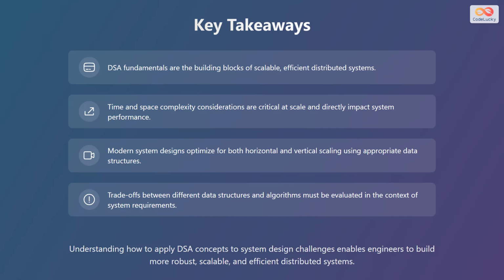To summarize, here are some key takeaways from our discussion. Data structures and algorithms fundamentals are the building blocks of scalable, efficient distributed systems. Time and space complexity considerations are critical at scale and directly impact system performance. Modern system designs optimize for both horizontal and vertical scaling, using appropriate data structures. And finally, trade-offs between different data structures and algorithms must be evaluated in the context of system requirements. Understanding how to apply data structures and algorithms concepts to system design challenges enables engineers to build more robust, scalable, and efficient distributed systems.